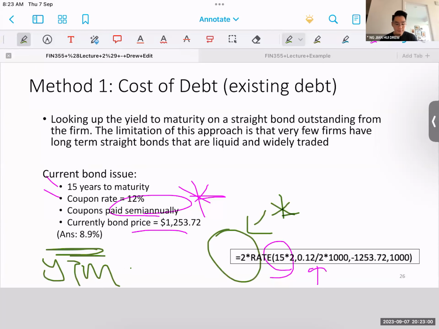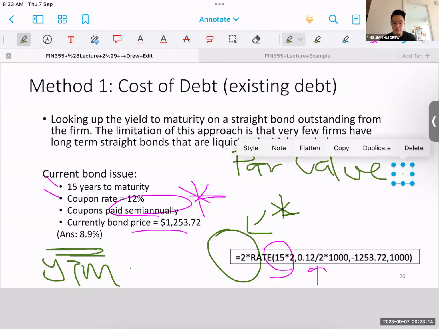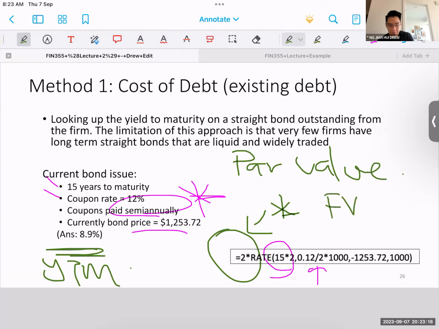So if you go into FactSet, Bloomberg, if they don't tell you what the par value is, remember what's the par value? Par value is assumed to be 1,000. It's always assumed to be 1,000 par value, right? So your par value is basically your F.